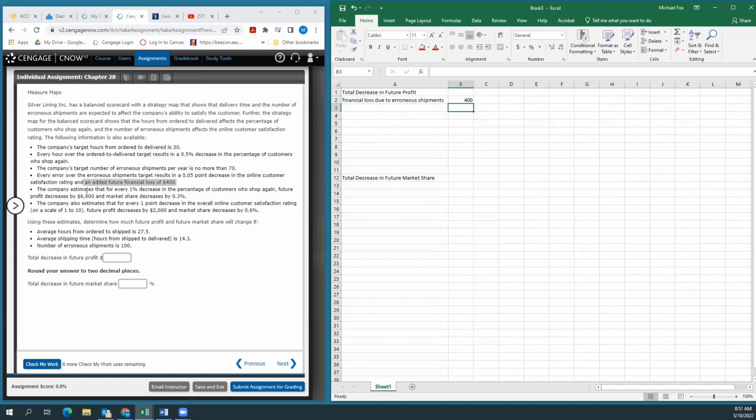Okay, the company estimates that for every 1% decrease in the percentage of customers who shop again, future profit decreases by $6,000. So I'm going to say profit. You could call this whatever you want, you could shorten this if you wanted to, but profit decrease due to loss in customers who shop again. And it was how much? It was 6,000 per customer.